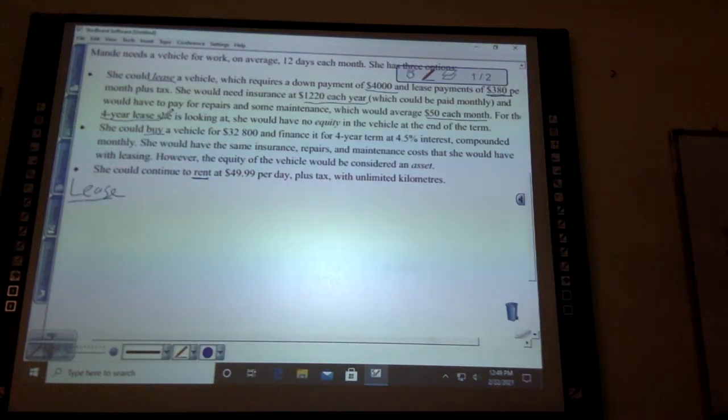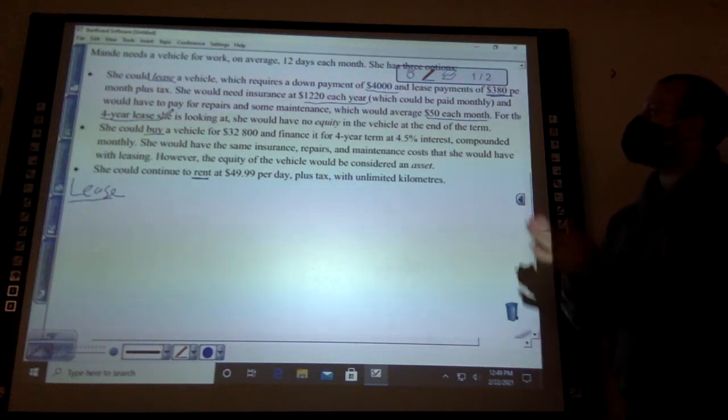Per month plus tax. It doesn't tell us what the tax amounts are, so we're not going to deal with that at this point. We're just going to assume the numbers have the taxes included, because I don't know what the tax percent would be for this. So this is a lot of information. It's all given all at once. So we need to figure out how much are we actually going to pay over these 4 years.